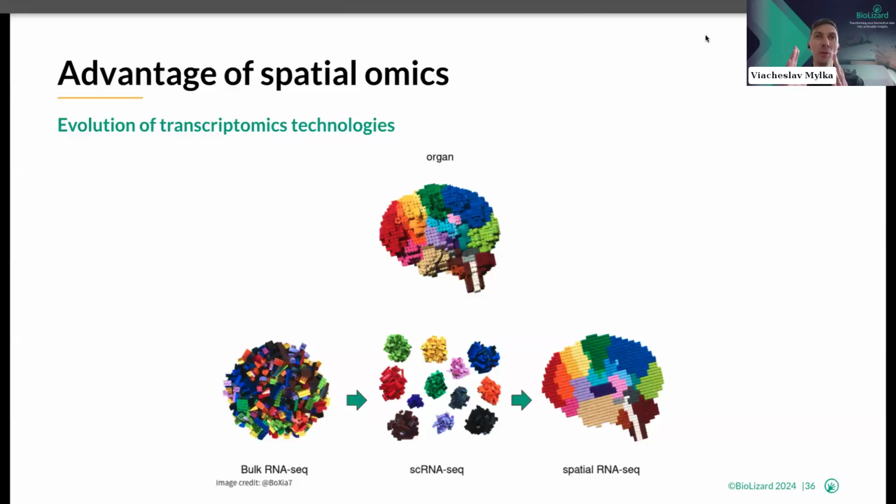And then around 5 to 10 years ago, we reached the stage where we could profile the same number of genes, but in single cells. So we were able to separate different cell types. And finally, in recent years, we've got a beautiful group of technologies which allows us to do comparable things, capturing thousands of genes, but preserving their spatial location within tissue. So that's spatial RNA-seq. And that, of course, explains why these technologies are so popular nowadays.